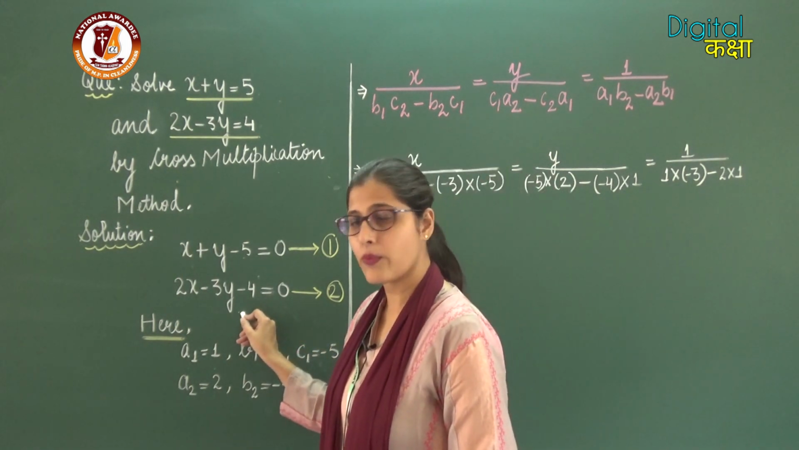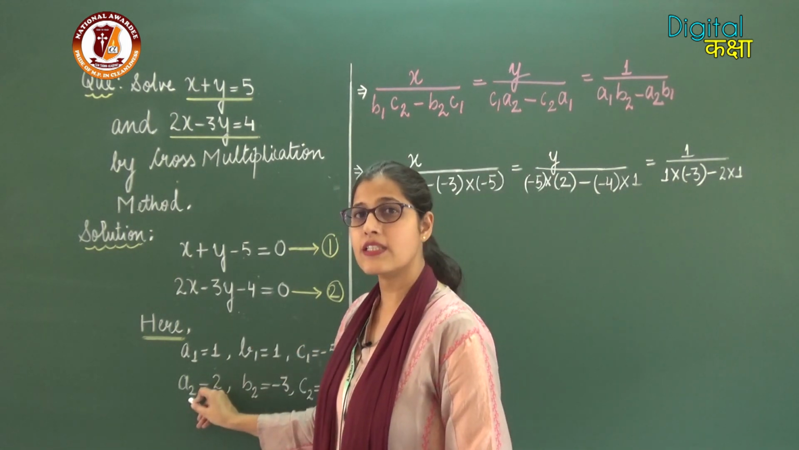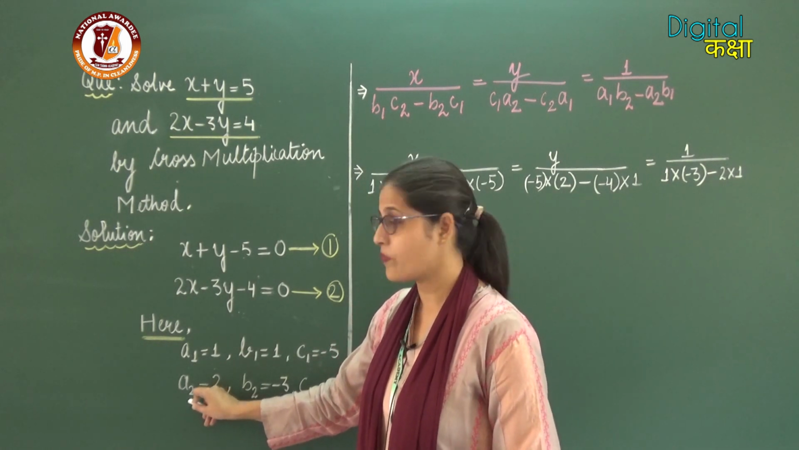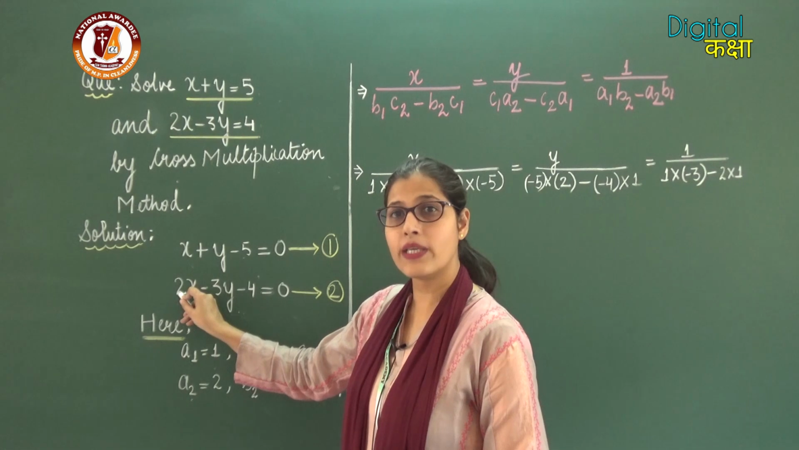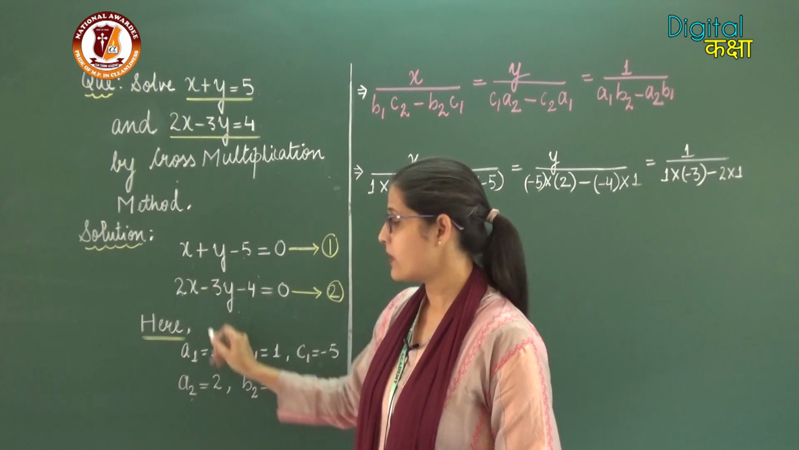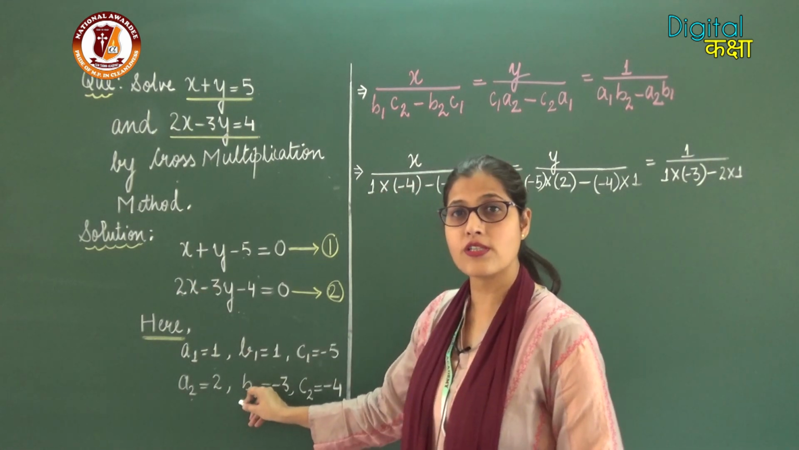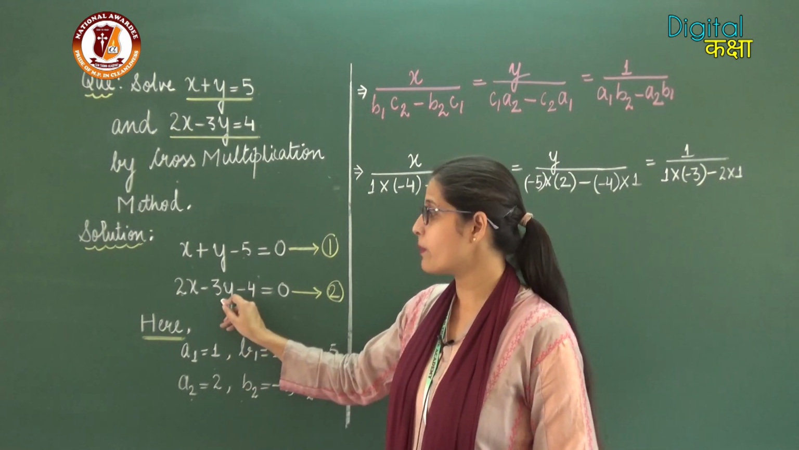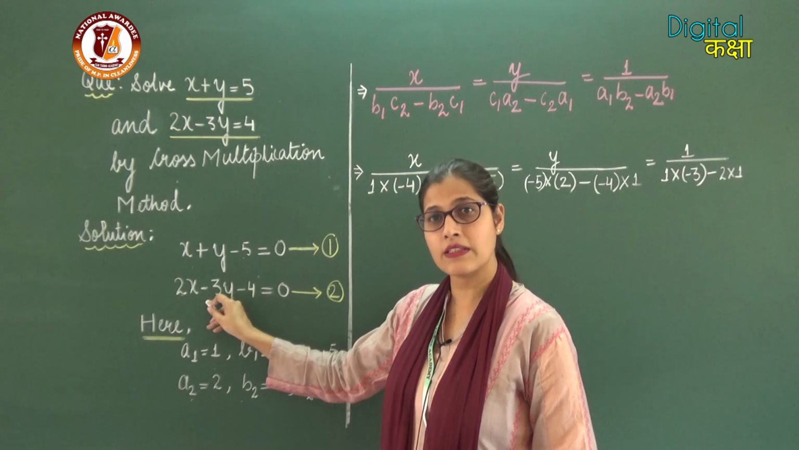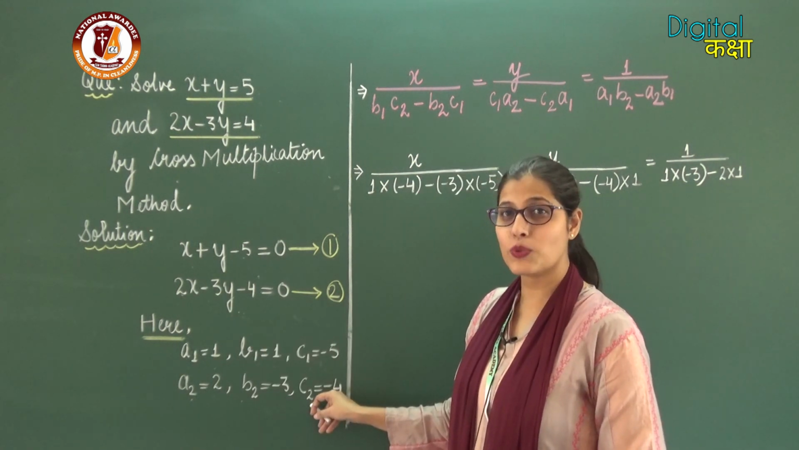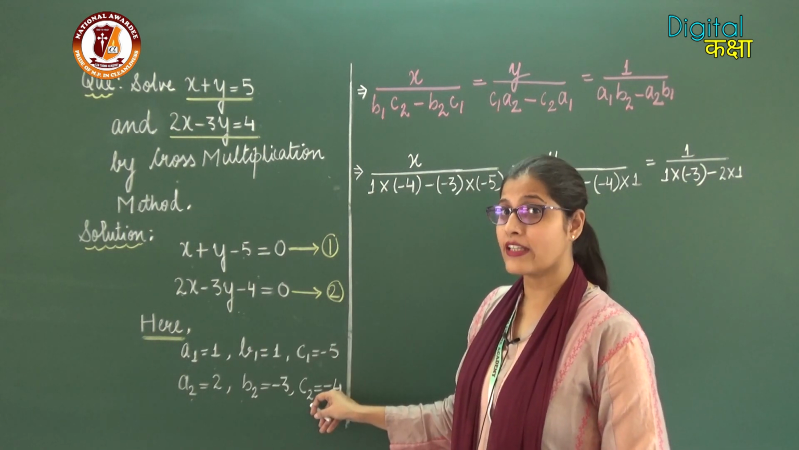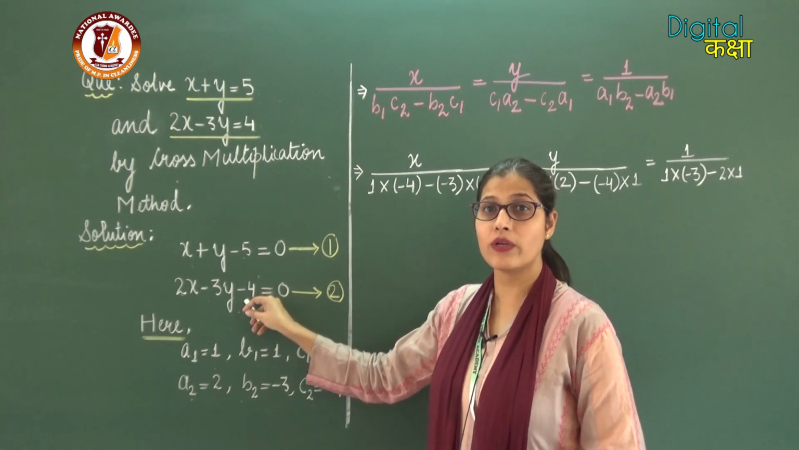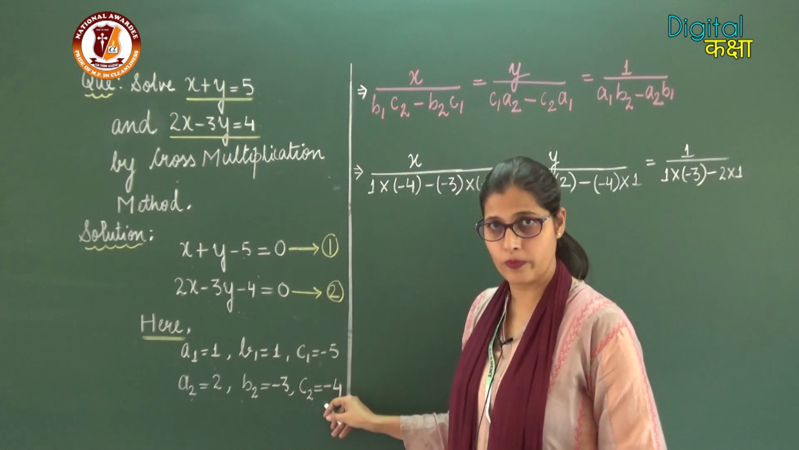Now for the second equation, a2 is the coefficient of x in equation number 2, so its value will be 2. b2 is the coefficient of y in equation 2, so the value will be minus 3. And c2 is the constant in equation 2, so its value will be minus 4.